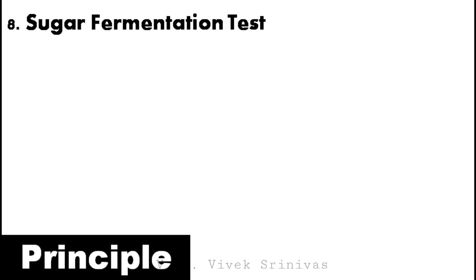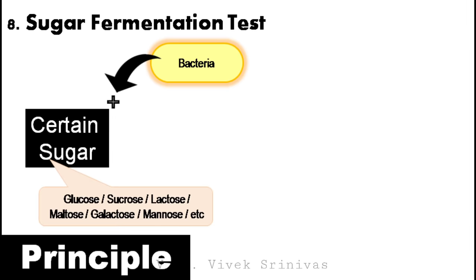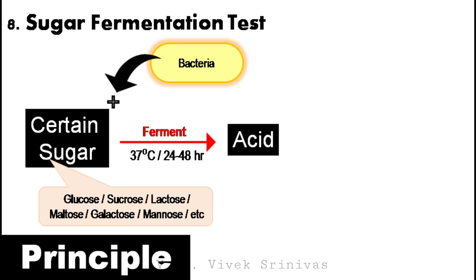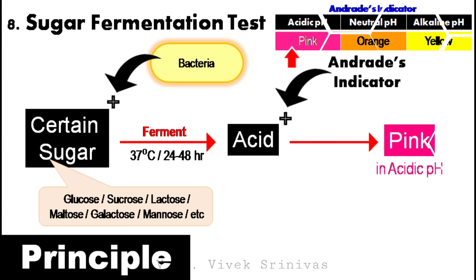The principle: the bacteria, in presence of the certain sugar, the sugar may be glucose, or sucrose, or lactose, or maltose, or galactose, or mannose, or any other sugars. This bacteria, in presence of the certain sugar, ferment, to yield the acid, as the byproduct. This changes the pH to acidic, from the initial neutral pH. Next, this acid, along with the Andrade's indicator, changes to the pink color, due to acidic pH.